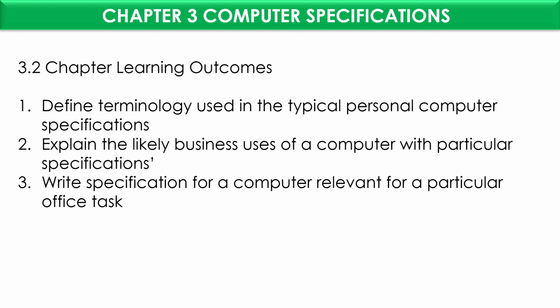Today we're going to look at chapter 3, which is about computer specifications. In this chapter, we'll look at the following learning outcomes. We'll define terminologies used in the typical personal computer specifications. Then we explain the likely business uses of a computer with particular specifications, and then write specifications for a computer relevant for a particular office task.